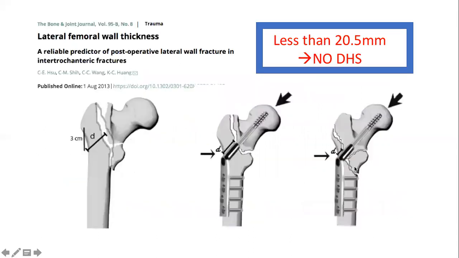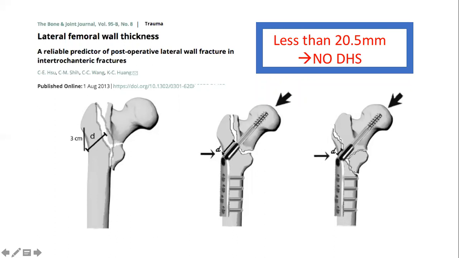Now, this was a journal published in 2015 by Shu and colleagues, and this was a very good journal. In fact, they quantitatively measured the amount of lateral wall needed for securing a stable DHS, and from their study, they found this number, 20.5 millimeters, and they suggest that this is the minimum thickness of the lateral wall that should be there, so that the lateral wall thickness is sufficient to buttress the proximal fragment.